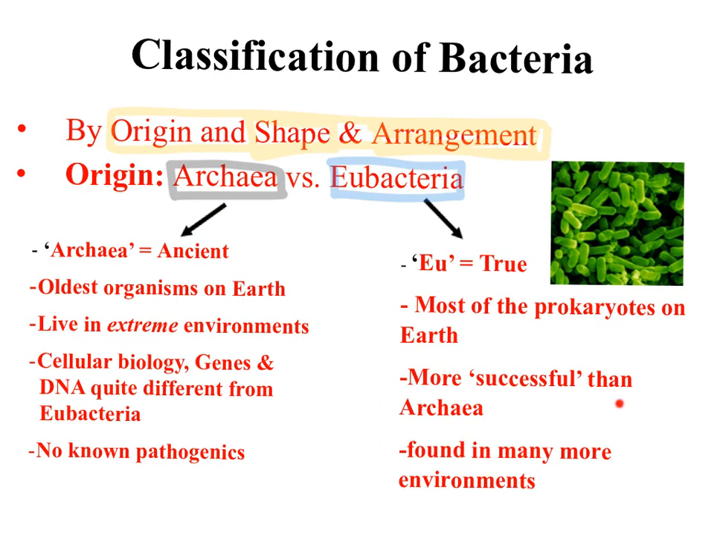If we come over here and look at eubacteria, eu means true. When you think of bacteria, you're usually thinking of eubacteria. Eubacteria are the ones that are found in tons of environments. They are more commonly encountered, and that lends itself to why they are considered more successful than archaea, because there's just so many of them in so many places all over the world.